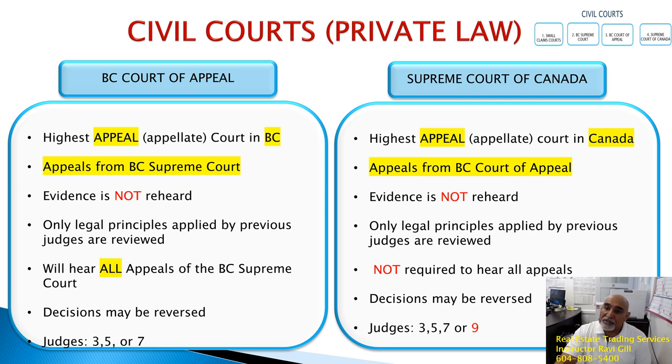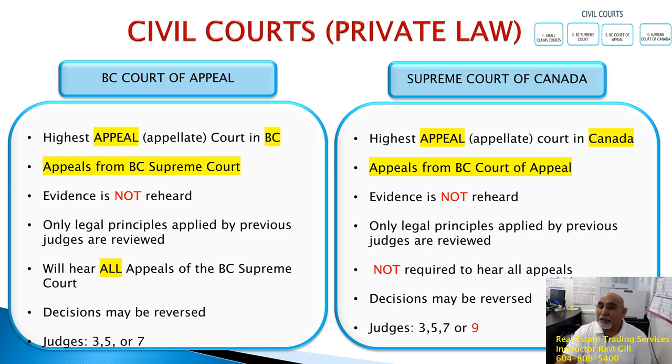Okay, let's say there was a situation where a case started in small claims, they appealed to BC Supreme Court, and they're still not happy, they can take that case to BC Court of Appeal. And if they're still not happy, they can take that case to Supreme Court of Canada. Okay, cases don't go to number 3 and 4 directly. Cases either go to number 1 or number 2. And then it's appeals. Appeal from small claims is to BC Supreme.